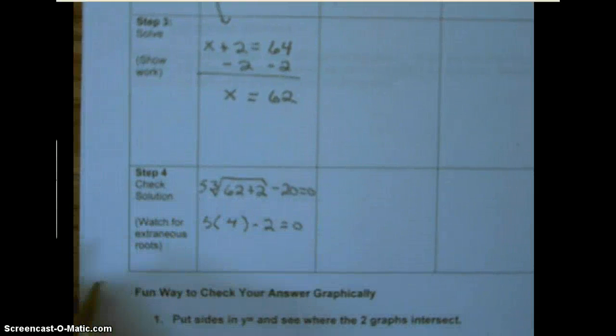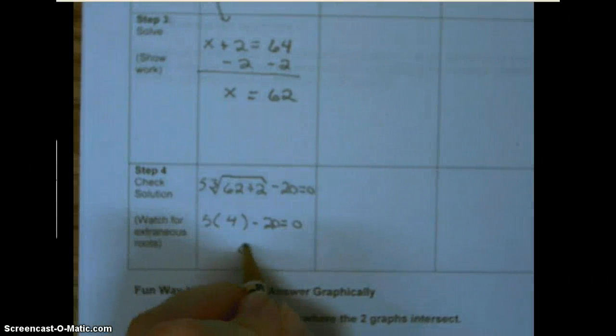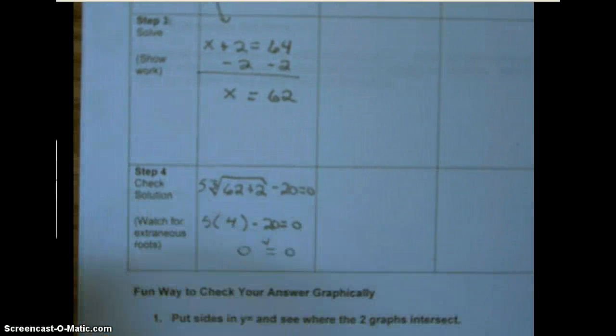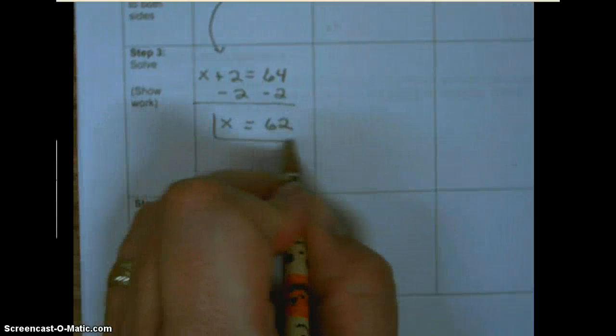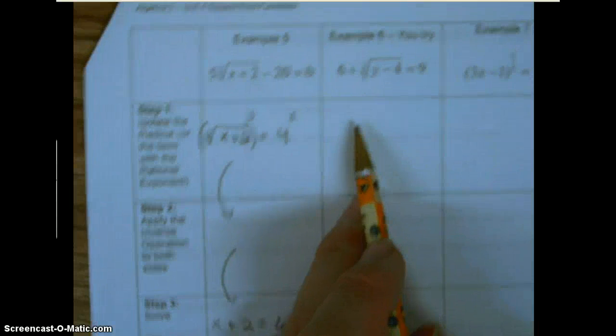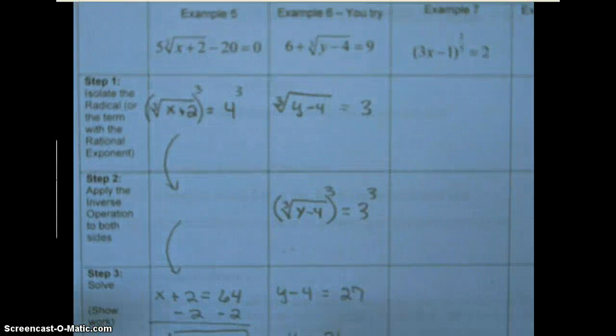So that's going to be 20 minus 20, which is 0, equals 0. That checks out. So this is an answer. All right, go ahead and try example 3. Okay, going through this quickly.